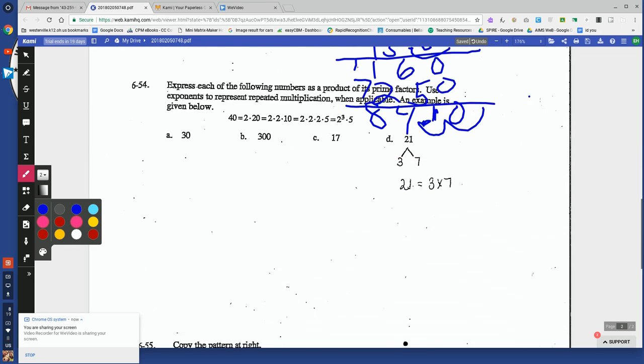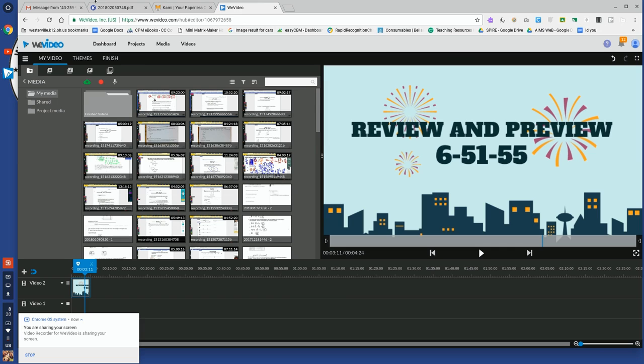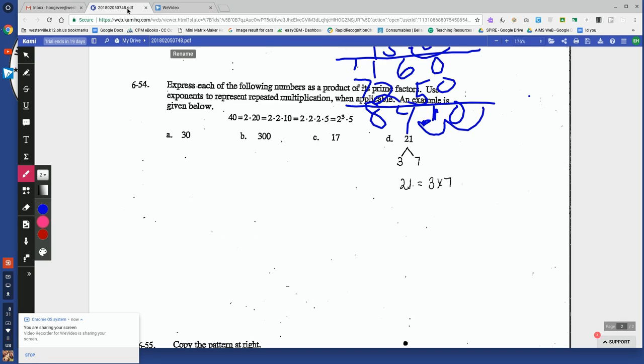Jump down to the back page here. We have the following numbers as products of its prime factors. Use exponents to represent repeated multiplication. All right, and so back to prime factorization. Again, we're looking for prime numbers. We have the example over here. What makes 21? Factors 3 and 7. 3 and 7 are prime numbers, so you are done.